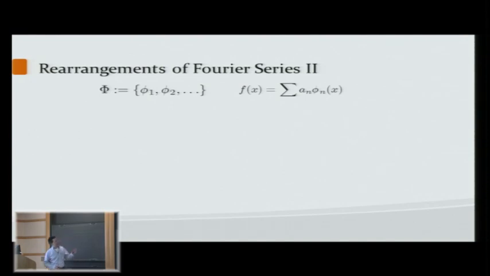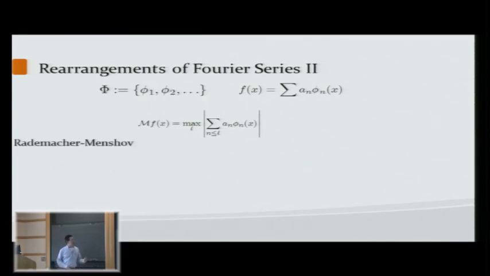And so if I give you an orthonormal system and a function in the span of the orthonormal system, then I can form an associated maximal operator. And typically questions about almost everywhere convergence are addressed by studying maximal operators. There's a Rademacher-Menshov theorem that says that if this is a finite orthonormal system of length n, then I can upper bound the maximal operator by the L2 norm of the coefficients times log n. And this log n is known to be sharp, that you cannot reduce this log n for a general orthonormal system. But then you could ask, well, maybe I can reorder.